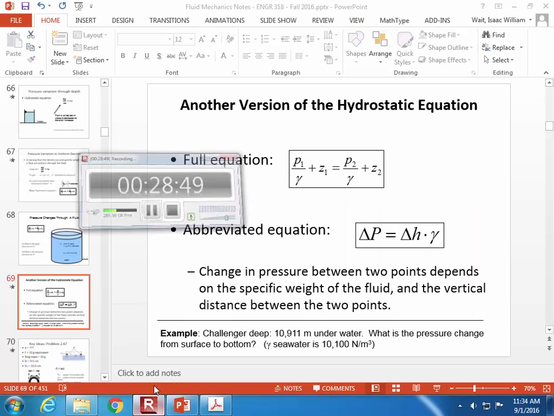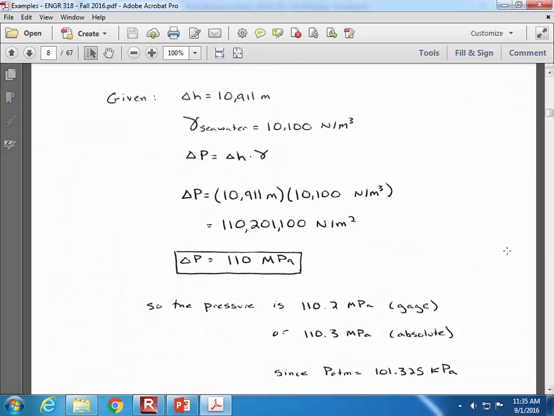Do those calculations. It shouldn't take too long. Okay, so from the surface to the bottom is delta H of 10,911. The unit weight of seawater is given in the problem statement. That's something that you could have looked up in the appendix from the fluid properties table. But the abbreviated hydrostatic equation is just a change in pressure as a function of the change in depth and the unit weight. So if you multiply those two together, you get 110 million newtons per meter squared.